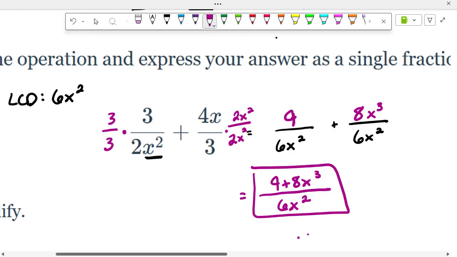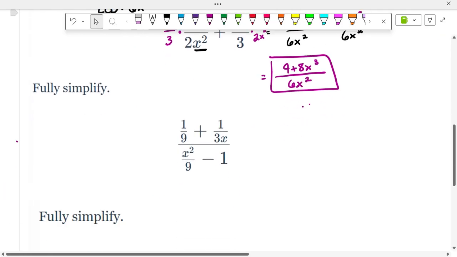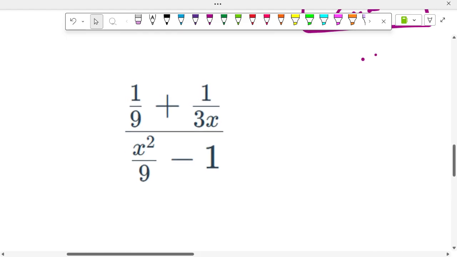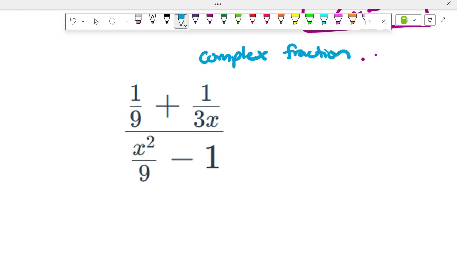Any questions? All right, we're going to do one more together and then we're done for today, at least. Now, this next one is a little bit ugly. This is what we call a complex fraction, which is combining, adding and subtracting rationals as well as multiplying and dividing them.